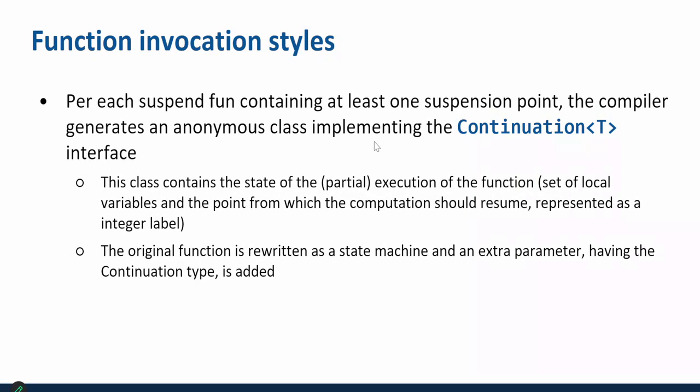And this is why in this slide the return address is actually just a label, an integer label, because you say the first suspension point, the second, the third, and so on and so forth. And this partial execution will be able to preserve its data across the suspensions by using a so-called continuation interface object, an object that implements the continuation interface. What is this continuation interface? We'll see in a while.